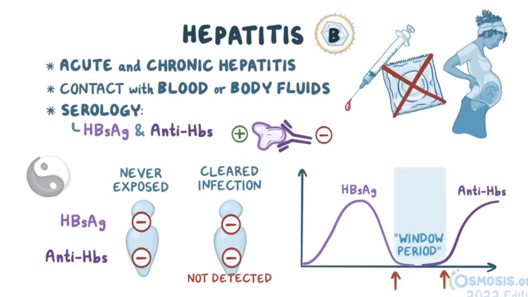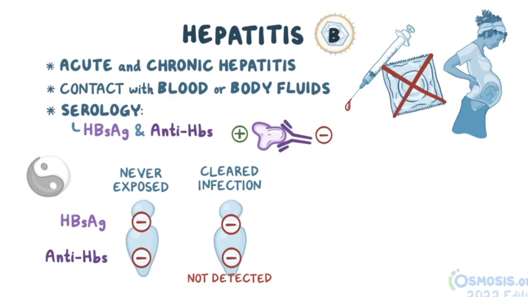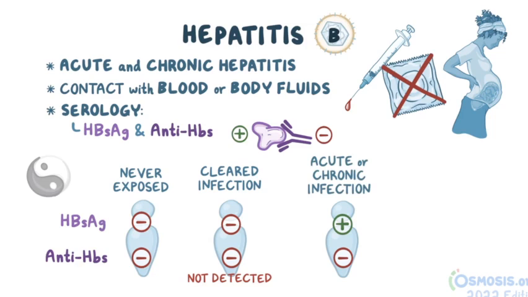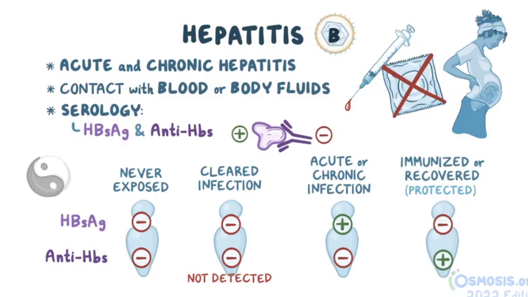But most of the time, if the hepatitis B surface antigen is positive and anti-HBs is negative, that means there's an acute or chronic hepatitis B infection. And if the hepatitis B surface antigen is negative and anti-HBs is positive, that means an individual has been immunized or has recovered from a natural infection. Either way, they're protected from hepatitis B.